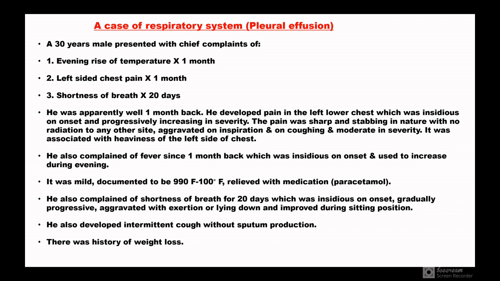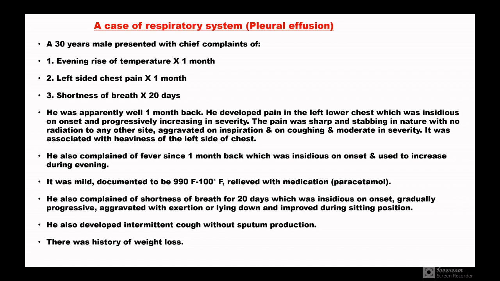Now, also the history will be like: he was apparently well before 1 month. He developed pain in the lower chest on the left side, which was insidious in onset and progressively increasing in severity. The pain was sharp and stabbing in nature with no radiation to any other side, aggravated on inspiration and on coughing, and moderate in severity. It was associated with heaviness of the left side of the chest. So you can see that the left side is more prominent, so the effusion is on the left side. You can now keep a picture in your mind.